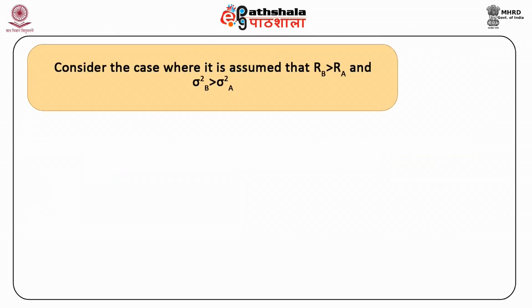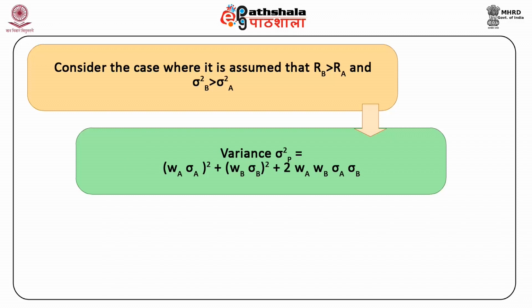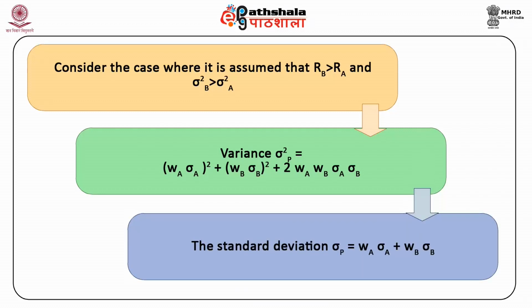Now consider the case where it is assumed that RB is greater than RA and sigma square B is greater than sigma square A. Then the variance of P would be given by sigma square P is equal to square of WA into sigma A plus square of WB into sigma B plus 2 into WA WB sigma A sigma B, and the standard deviation sigma P would be given by sigma P is equal to WA into sigma A plus WB into sigma B.